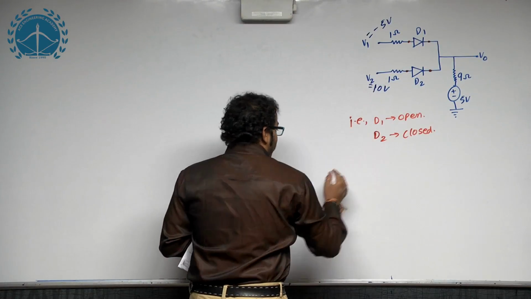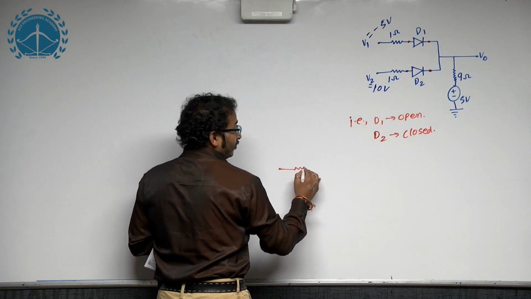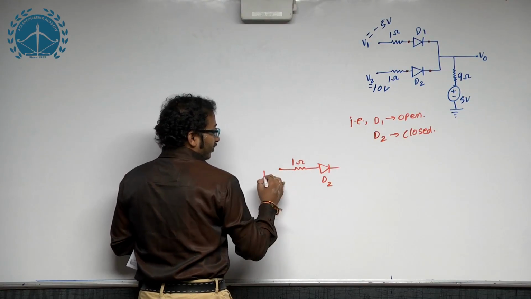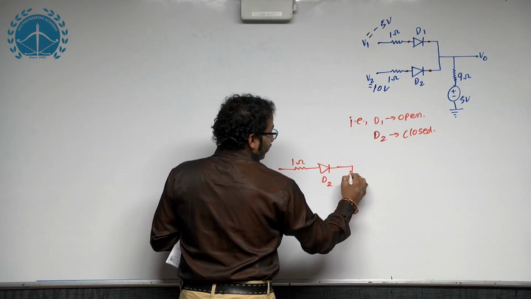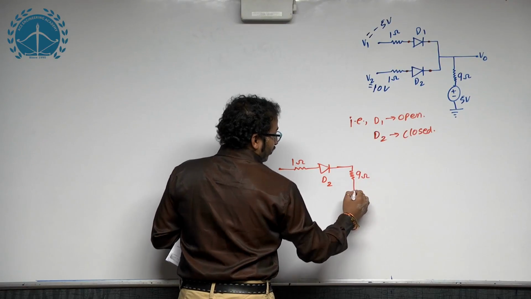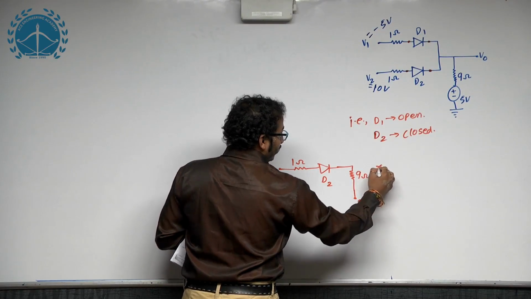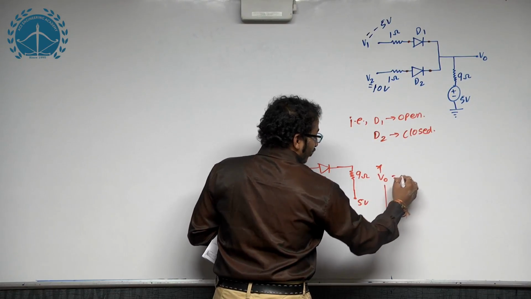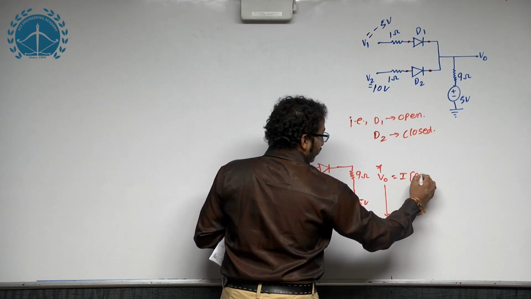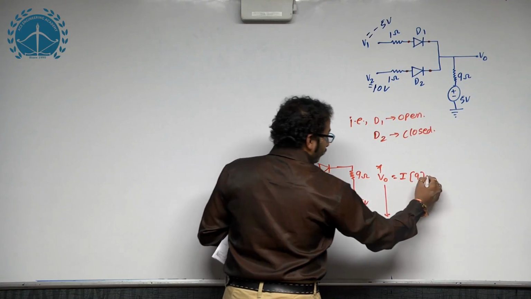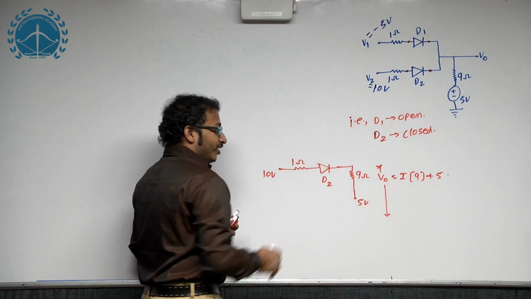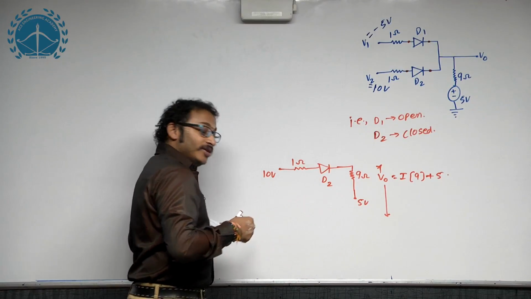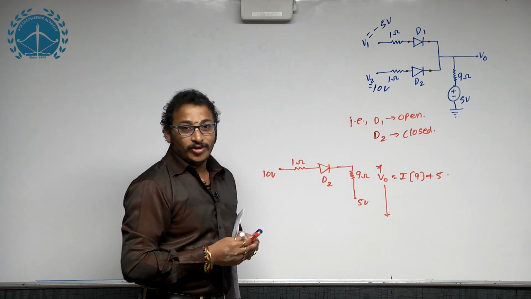Therefore, if I understand the circuit, my dear students, this is a simple D2, this is 1 ohm, this is 10 volt, this is 9 ohm, and this is nothing but 5 volt, and this is the overall voltage. Therefore, what is V0? It is the current passing through the 9 ohm into 9 plus 5. If I understand, I get the answer. Both are in a series circuit. In a series connection, I can add voltages.